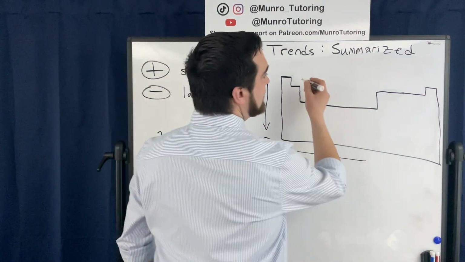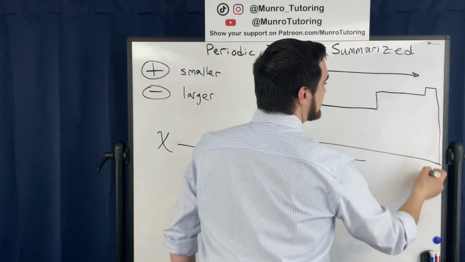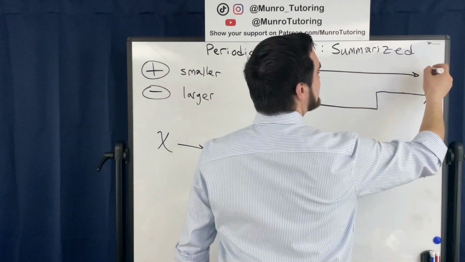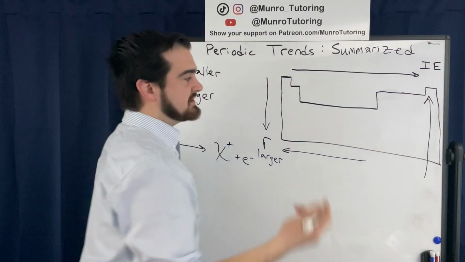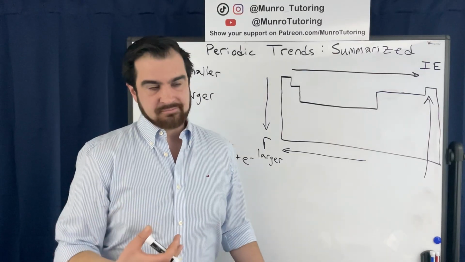So if we go over here, and I'm going to go to the right, and then I guess I'll just have to do this because I didn't leave myself enough room. I'm going to go over here, and I'm going to say ionization energy. It's increasing, right?